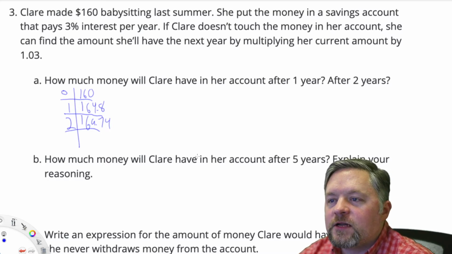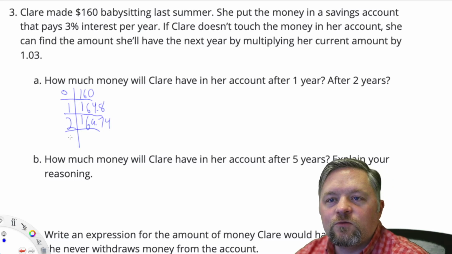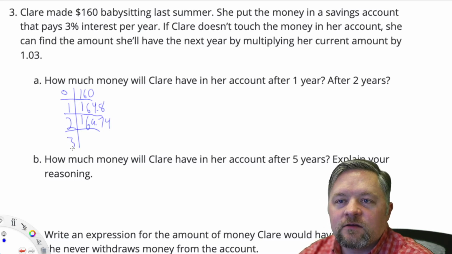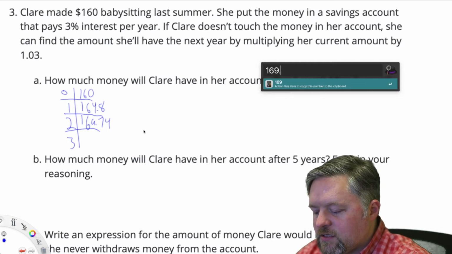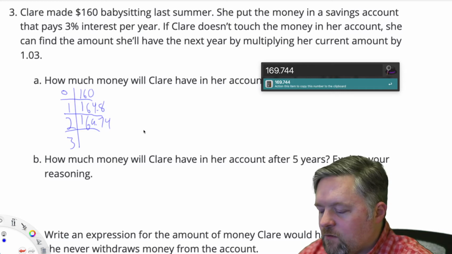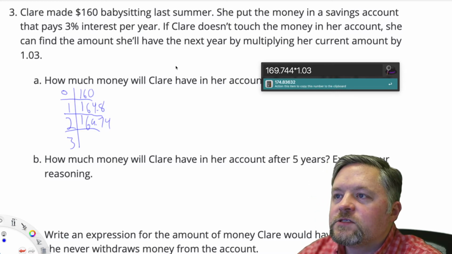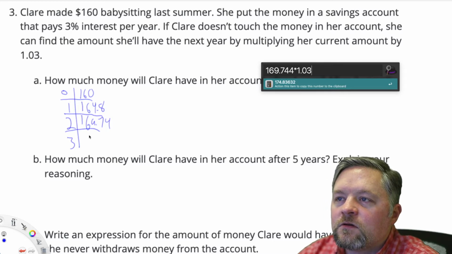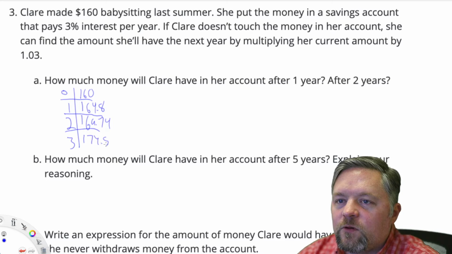How much money will Claire have in her account after 5 years? So we can continue our table here. 3 years, 169.744 it was, times 1.03, 174.84.